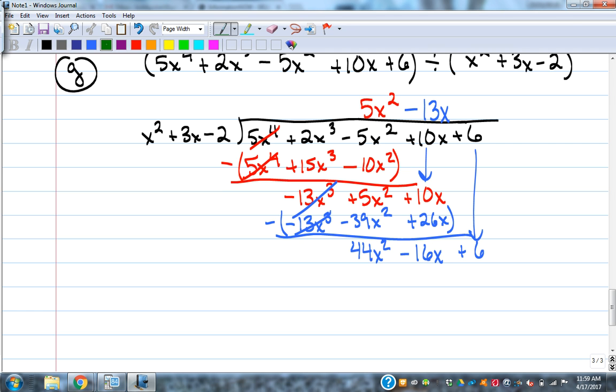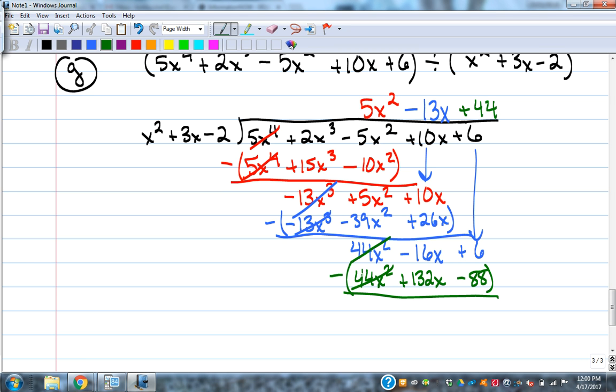Well, this one should be the easiest step. What times x squared gets 44x squared? 44. That's the easiest step. And then distribute. A little tougher to distribute here because you've got a bigger number, but still, that's 44x squared. 44 times 3, 40 times 3 would be 120, and then 4 times 3 is 12, so it would be 132x. And then minus 88, because 2 times 44 is 88. And I'm subtracting all of that.